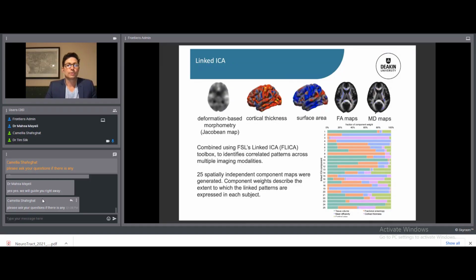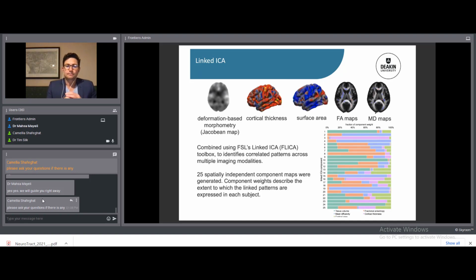And from this, we were able to extract 25 spatially independent components that covaried together. And each component's weights describe the extent to which that pattern is linked or expressed within an individual. The bar graph that you can see in the bottom right there shows each of those 25 components and the distribution of how much of that component was driven, for example, by volume, or others by, say, surface area. There are some that are fairly heavily driven exclusively by one modality or the other, but most of them are fairly well distributed.